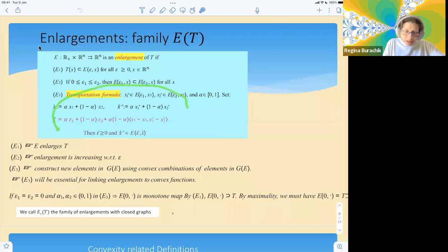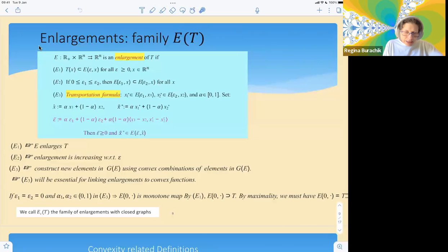So this is the transportation formula. And convexity is so much inside this definition that this gives you the hint that there should be some nice connection with convexity coming out of this.